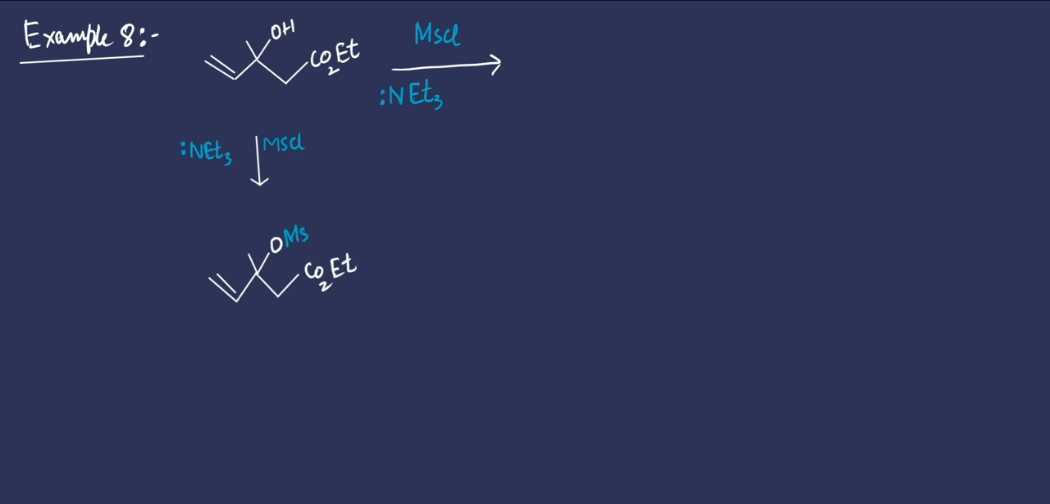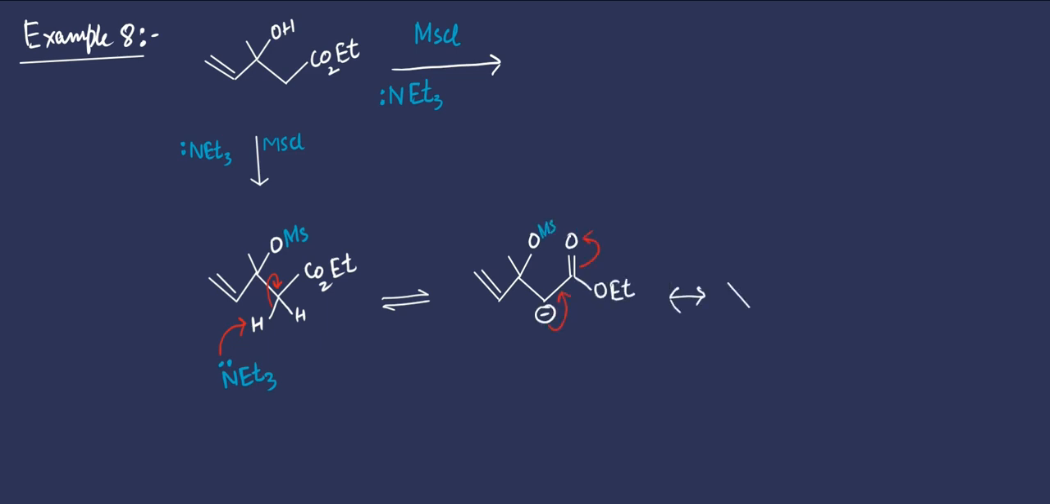This mesylate-bearing compound has an ester group which is electron withdrawing and makes these hydrogens acidic enough to be deprotonated by the triethylamine base. Thus this step involves reversible deprotonation by the amine base to form this carbanion, which is in conjugation with the ester carbonyl.